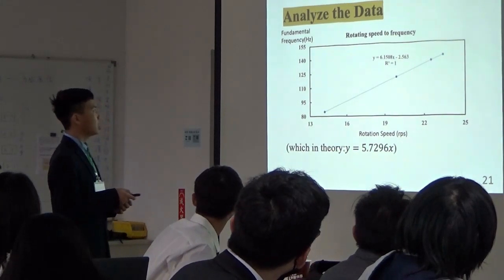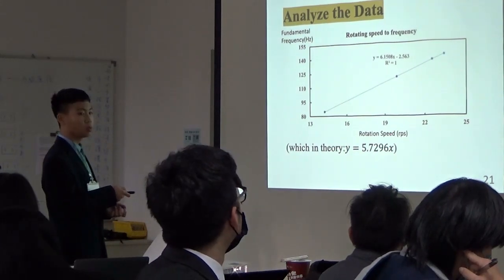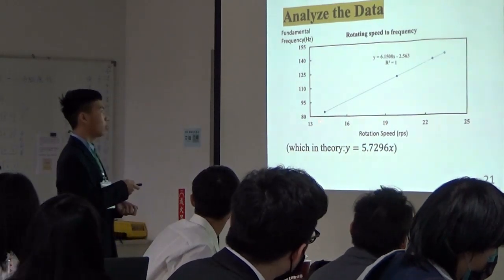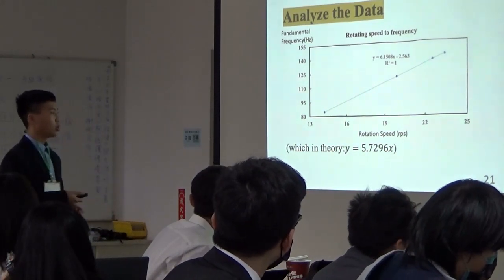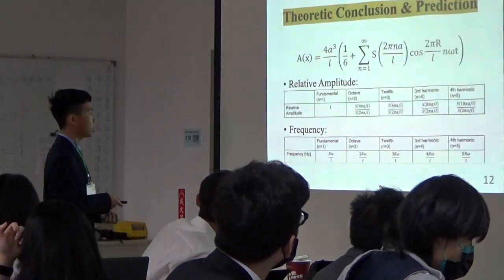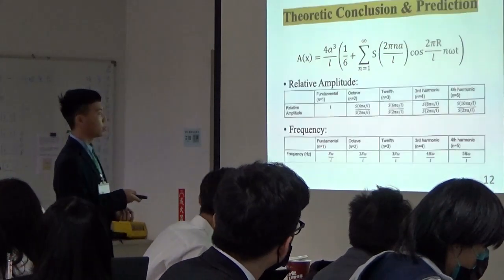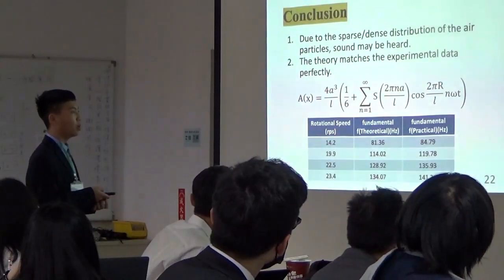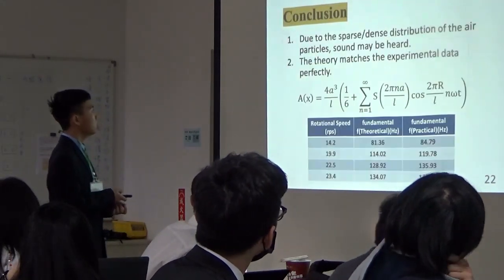As you can see in the rotating speed to frequency graph, here's the rotation speed on the x-axis, and this is the fundamental frequency on the y-axis. We can see that there is a linear relationship between them, which corresponds to the theory here. Since omega is here, the frequency may be proportional to the omega of the disk.